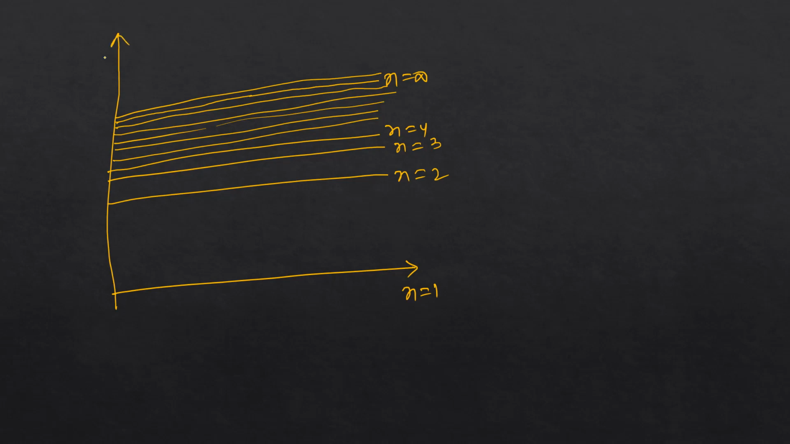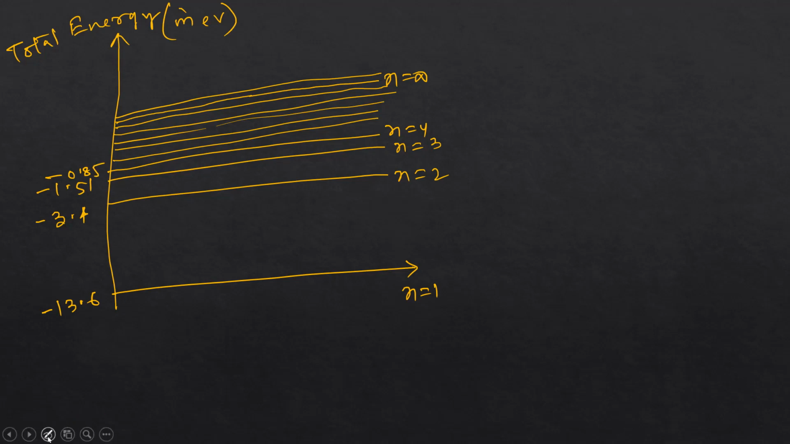So along that vertical axis we plot the total energy, which should be in electron volt, so we have to write it in a bracket. The minimum energy, that is minus 13.6. After that minus 3.4, then minus 1.51, then minus 0.85 and it continues. The next term should be minus 0.54.